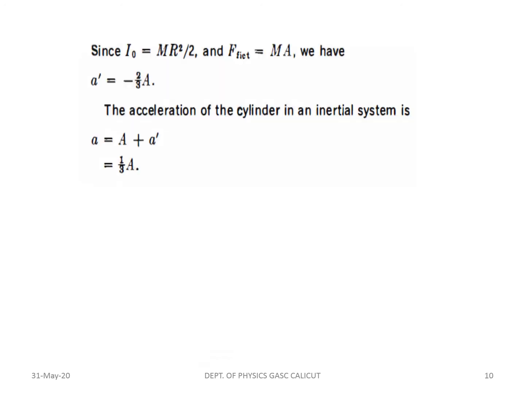Another example is a cylinder rolling without slipping on a plank. If the plank is moving with an acceleration A, there is a force acting on the body due to the acceleration of the frame, which is called the fictitious force. If you calculate the torque and the force equations, you can find the acceleration of the cylinder.